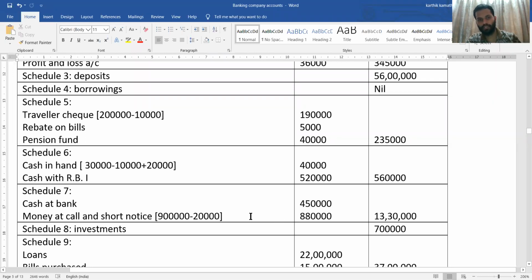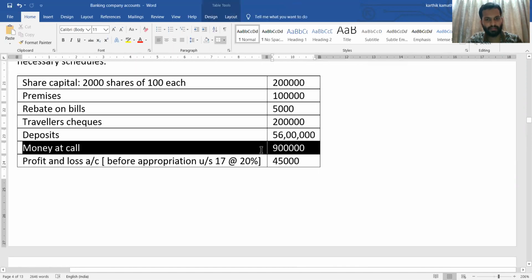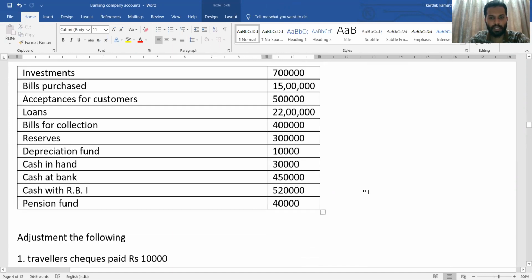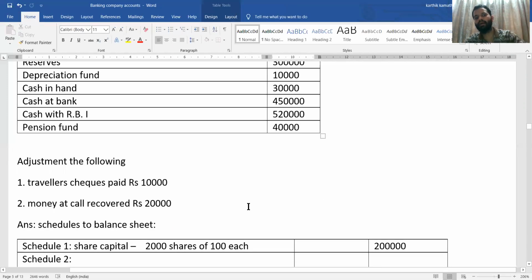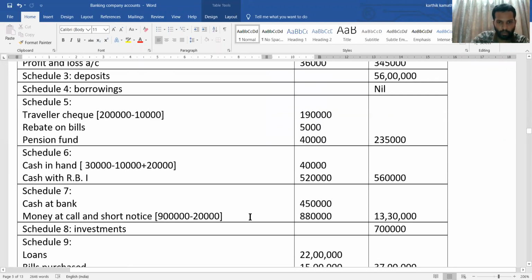Money at call and short notice. Now, what is the balance given for money at call and short notice in the question? That is 9 lakh. 9 lakh minus money at call recovered. So now our money at call balance is reduced because it is recovered now. So you need to deduct 20,000 from money at call and short notice. After recovering 20,000, remaining balance is 8,80,000, that is 9 lakh minus 20,000. So now you make the total, schedule number 7 total 4,50,000 plus 8,80,000, that is 13,30,000.